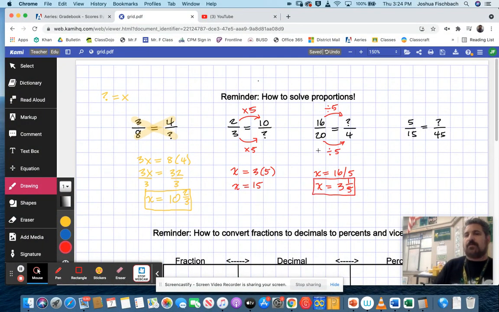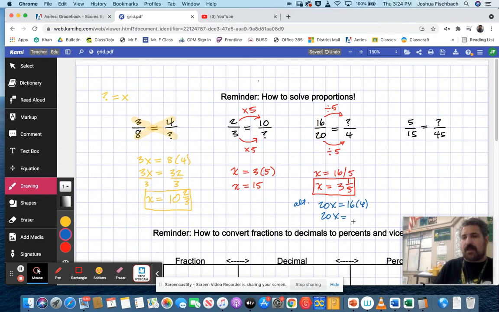Now if you're someone who doesn't feel comfortable doing 16 divided by 5 in that method, you could have always done the cross product on this one as well. As an alternate method for this one, you could set up the cross product. Think 20 times x is equal to 16 times 4. And 16 times 4 is going to be 40 plus 24, which is 64. So 20x is equal to 64.